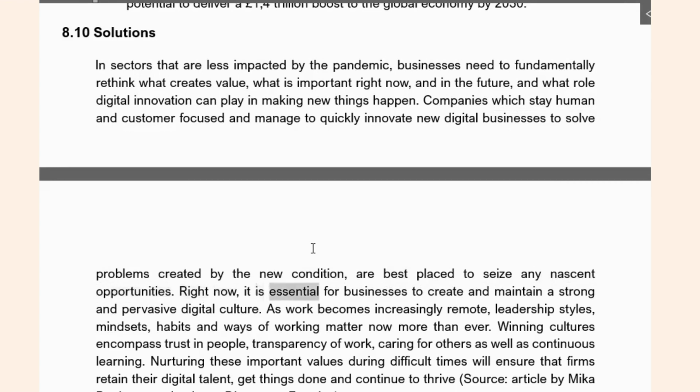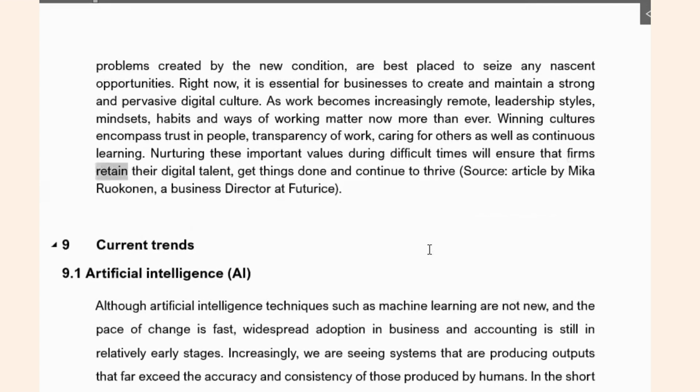Right now, it is essential for businesses to create and maintain a strong and pervasive digital culture. As work becomes increasingly remote, leadership styles, mindsets, habits, and ways of working matter now more than ever. Winning cultures encompass trust in people, transparency of work, caring for others, as well as continuous learning. Nurturing these important values during difficult times will ensure that firms retain their digital talent, get things done, and continue to thrive. Source: article by Mika Ruokanen, a business director at Futurus.